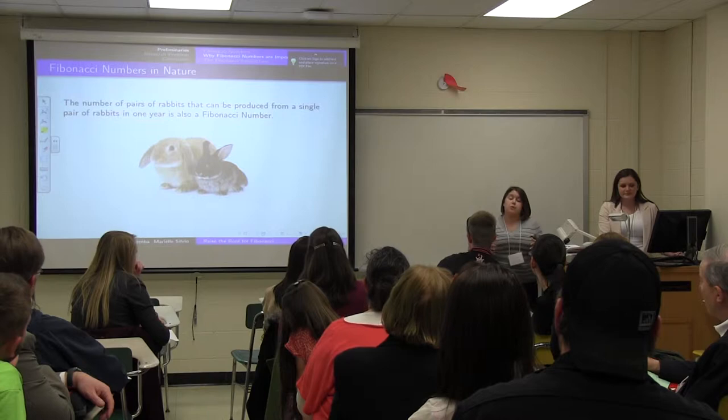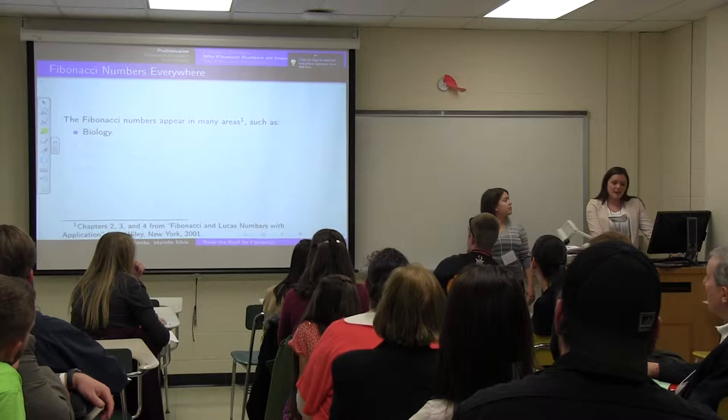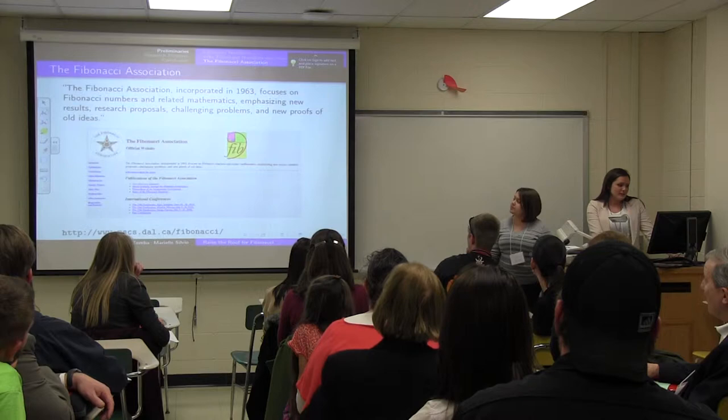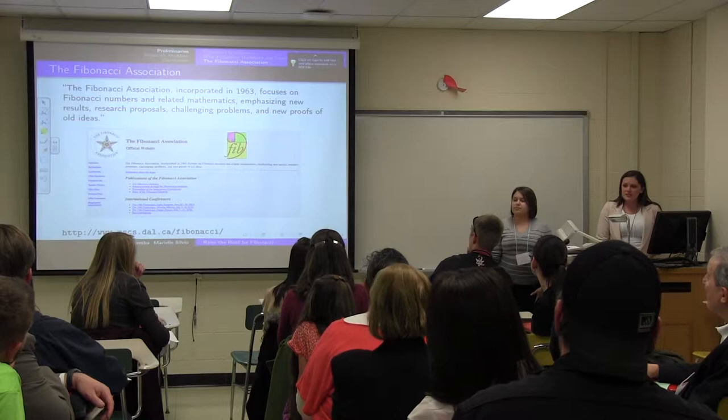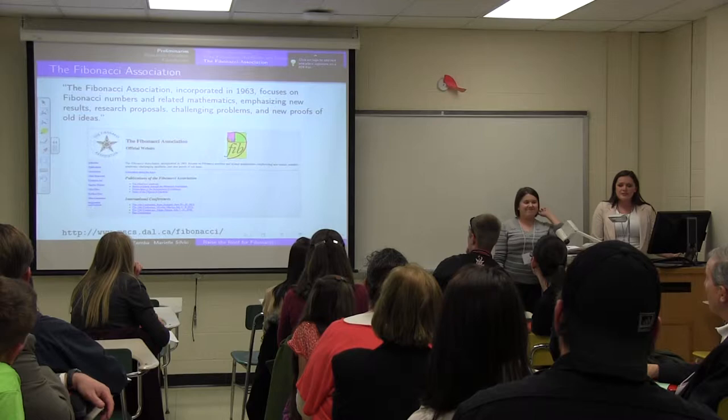Fibonacci numbers are everywhere, like Kasey had stated. They can be found in biology, like the plants and animals that she stated before, combinatorics, and formal languages. The Fibonacci Association was established in 1963. They focus on Fibonacci numbers and other related mathematics. And they also emphasize finding new results, research proposals, challenging problems, and new proofs of old ideas, similarly to what we'd be doing today.